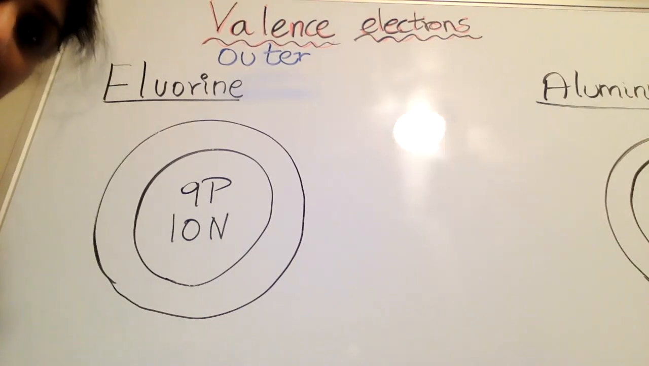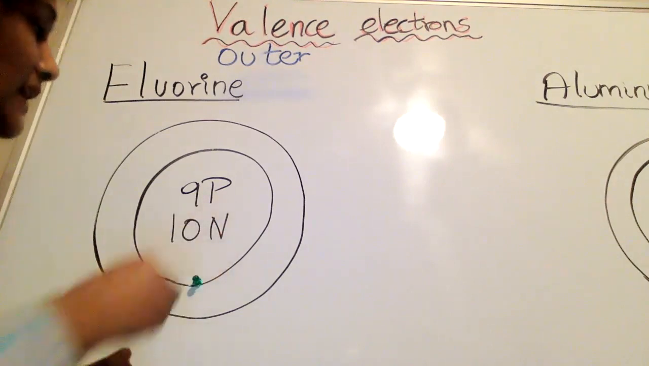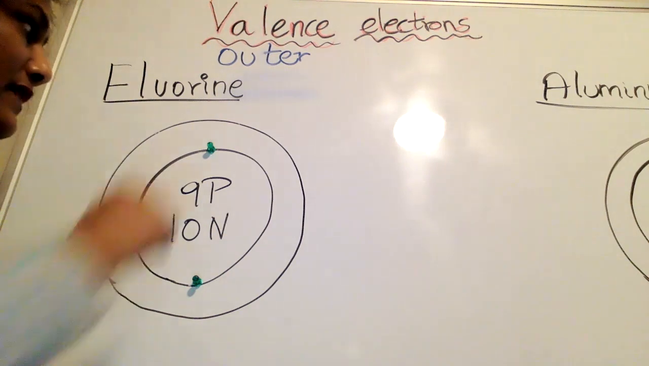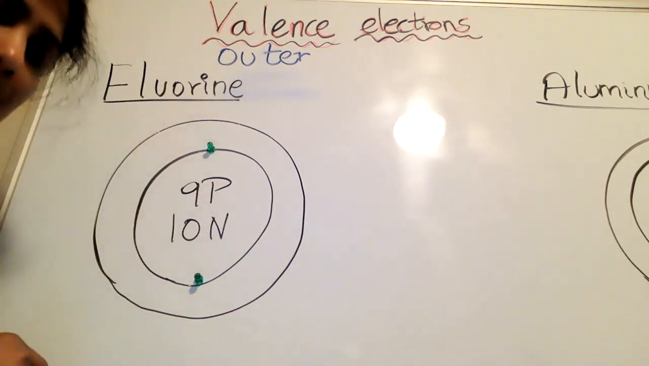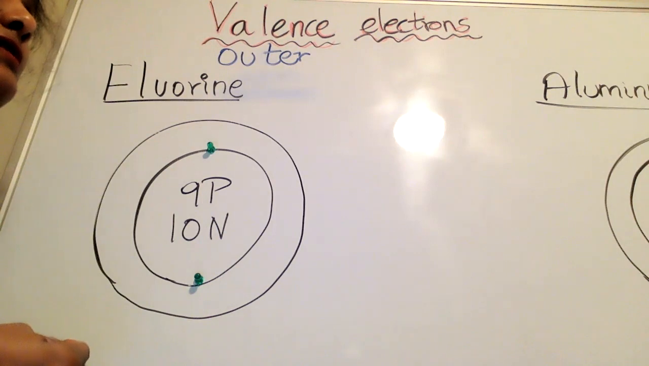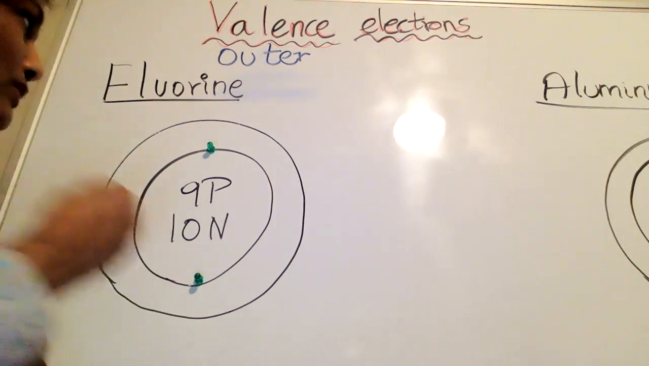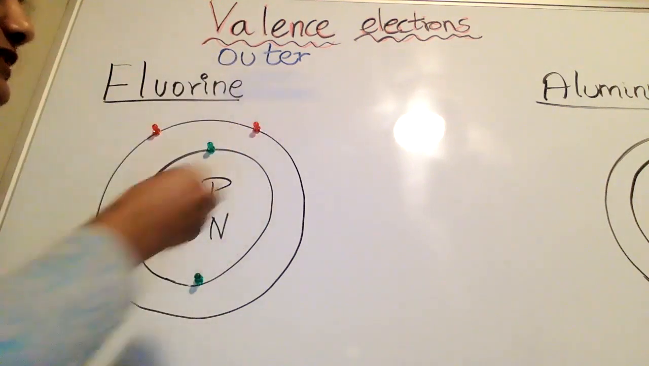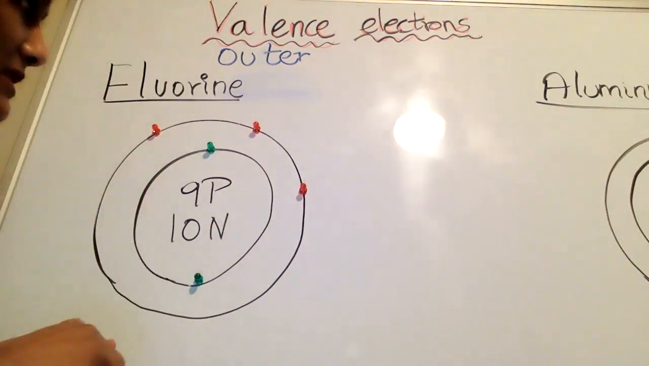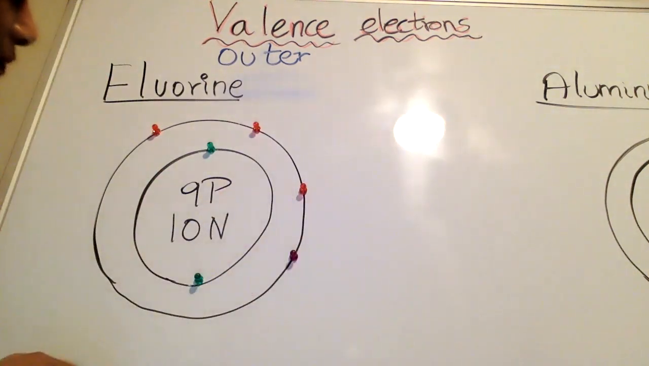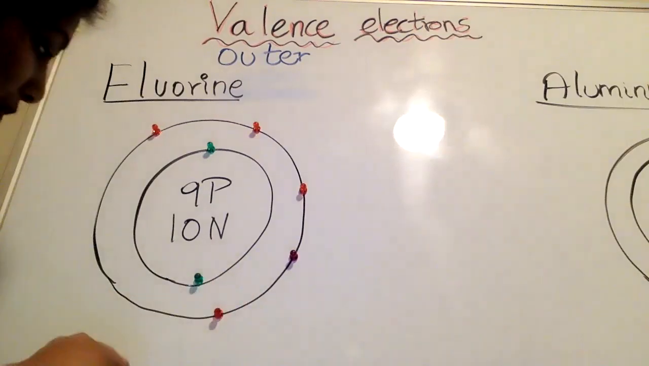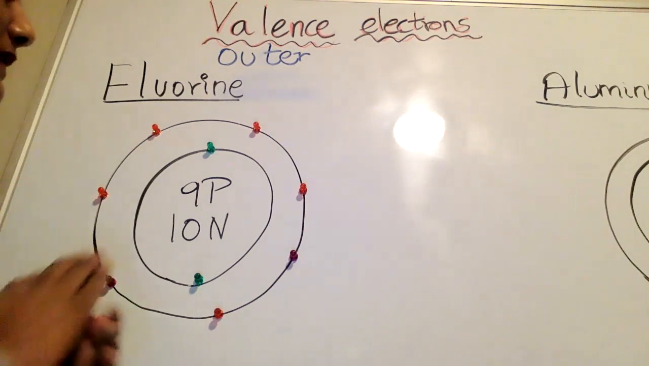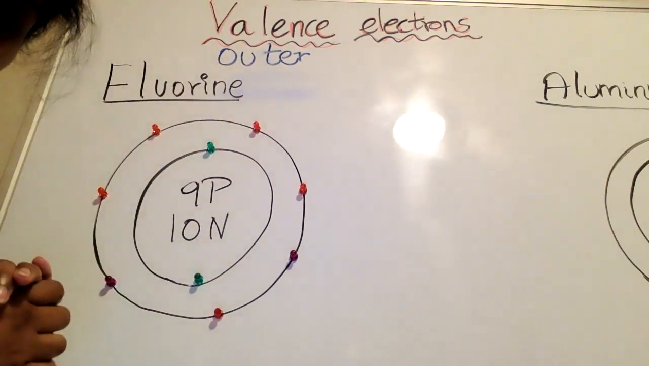So the first shell can hold maximum 2 electrons. So out of 9 electrons, we place the 2 electrons in the first shell. Then remaining 9 minus 2, 7 electrons. Those 7 electrons can go to the second shell. And we know maximum capacity of the second shell is 8 electrons. So let me put up these 4, 5, 6, and 7. Okay. So now look at this. This is the atomic structure for fluorine.